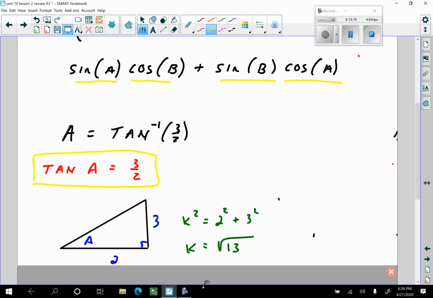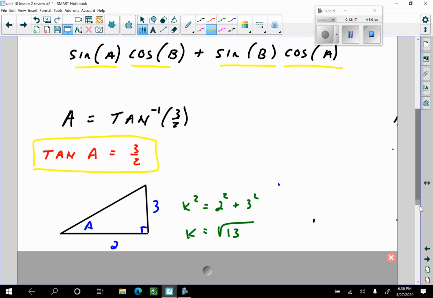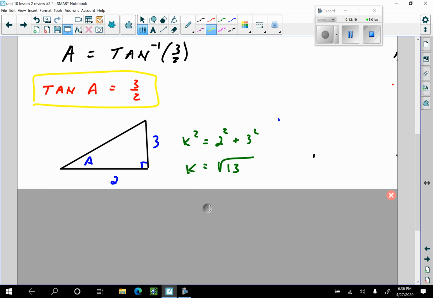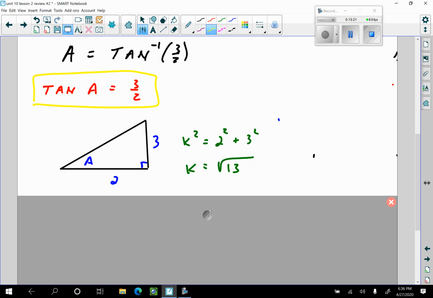And here's my little triangle right here. It's nice having these problems already worked out. So this right here is my angle A. And I know that the tangent is the opposite over adjacent. So what am I going to do? I'm going to find this value K by the Pythagorean Theorem. K squared is going to be 2 squared plus 3 squared, which is 4 plus 9 is 13. So therefore, K is square root of 13.